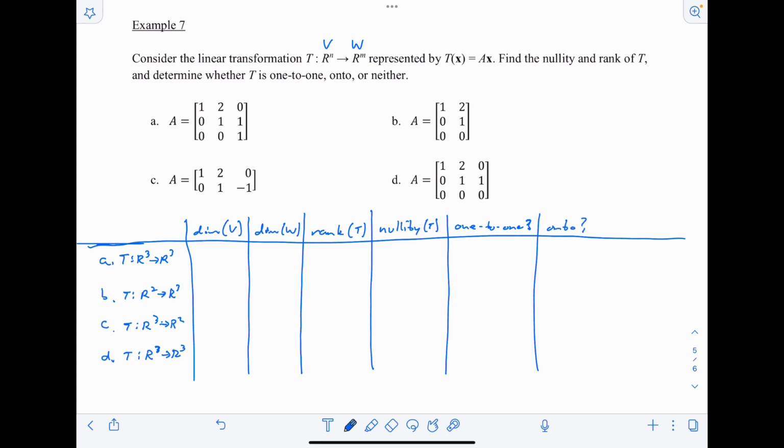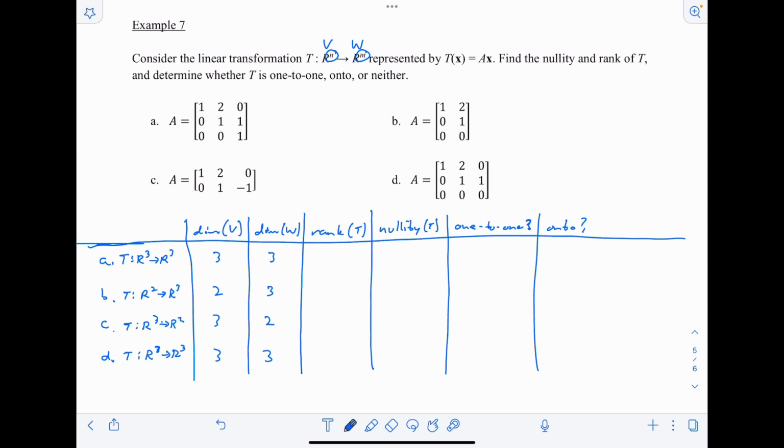Okay. So let's run through this. Like I said, this kind of covers a lot of what we've talked about, which is great. So remember that the dimension of V is simply n, right? We're mapping from n to m, so the dimension of V is n. So we can just literally count the number of columns in each of our matrices. So A has 3, B has 2, C has 3, D has 3. So it's just 3, 2, 3, 3. And then same with W, right? It's just going to be the number of rows, because that's what we're mapping to. So 3, 3, 2, 3. All right.